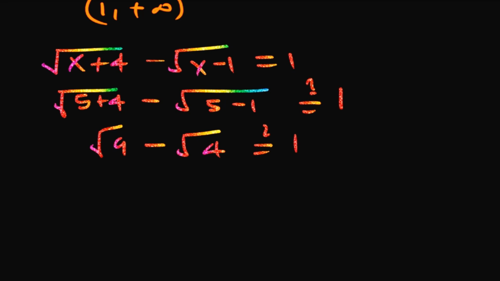Is that equal to 1? Let us see. So the square root of 9 is 3 minus the square root of 4, which is 2. And we see that that is equal to 1. Therefore, it is true that x is equal to 5.